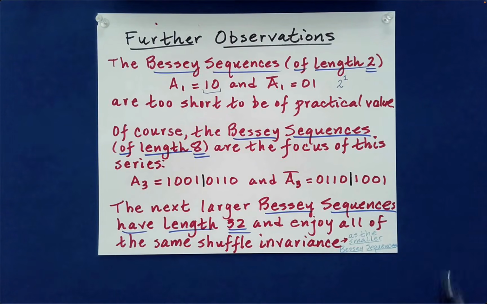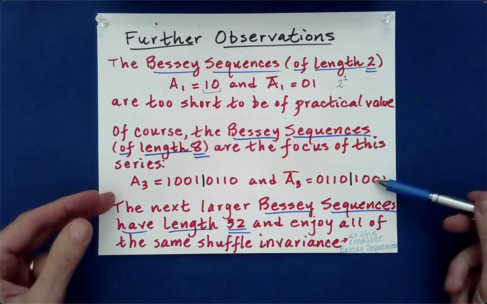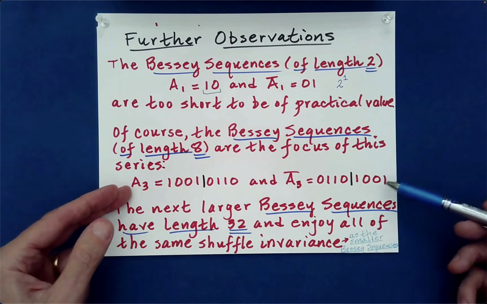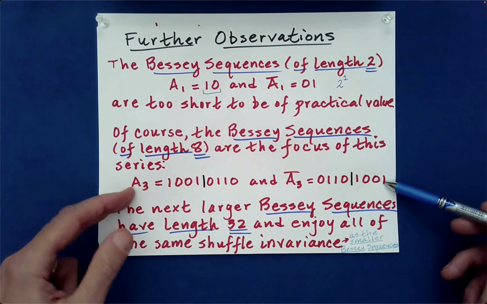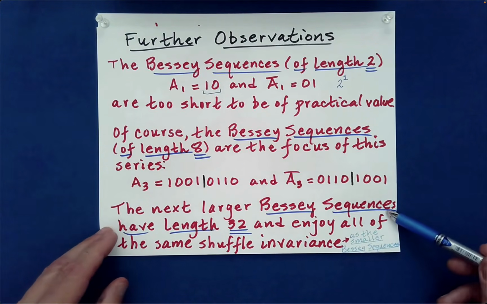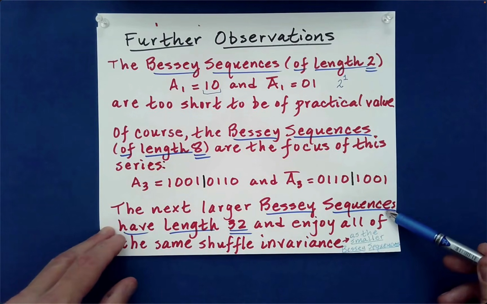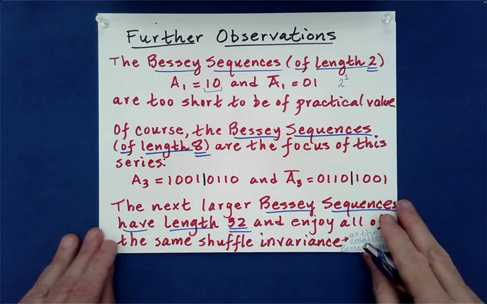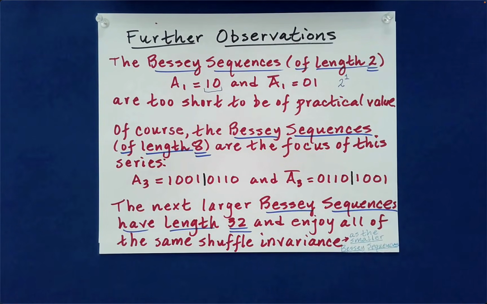Now the next Bessey sequence takes us to sequences of length 8. And that's what our entire series has been focused on. This is what we've been calling a Bessey sequence of either length 8 or order 8. Now, the next larger one, as I just tried to explain, is a Bessey sequence of length 32. And it has all of the shuffle invariance that the smaller Bessey sequences have, which is just amazing, actually.